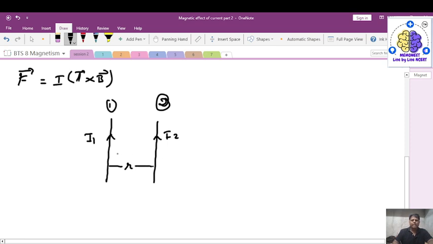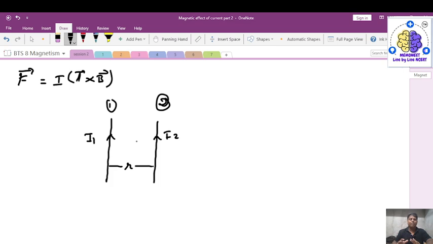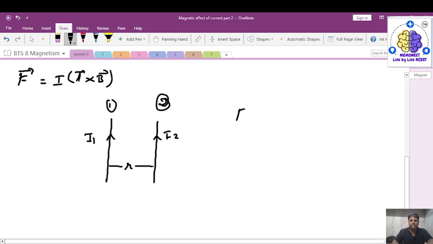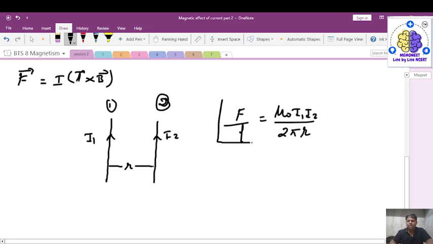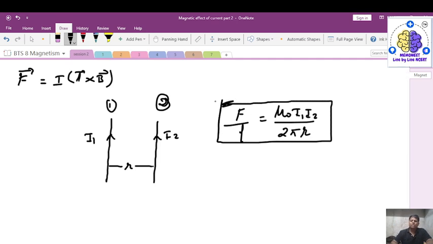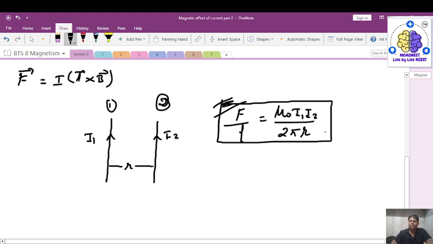Then, in this case, both the conductors will experience the same magnitude of force, but the direction will be different. And that magnitude of force per unit length is given as F upon L is equal to mu naught I1 I2 upon 2 pi R, right? This is the same formula which I used in the last numerical we discussed just now. So this is the formula for force per unit length for two infinite length conductors placed close to each other.